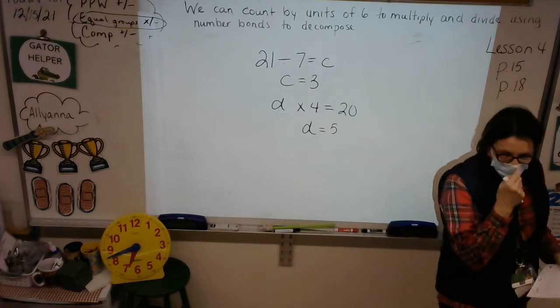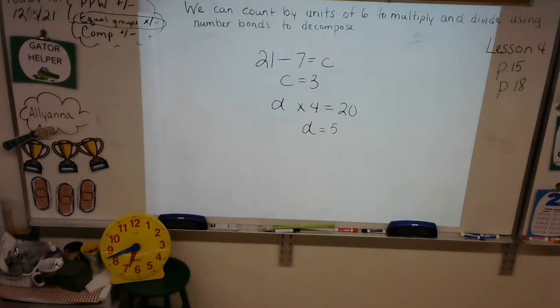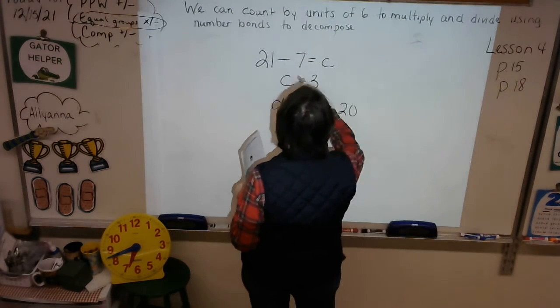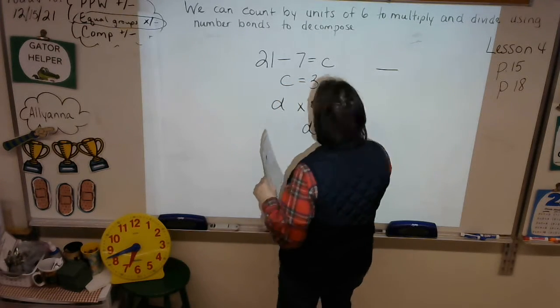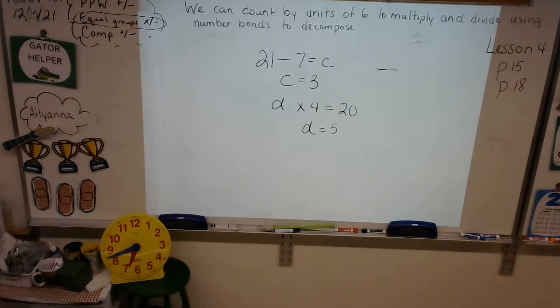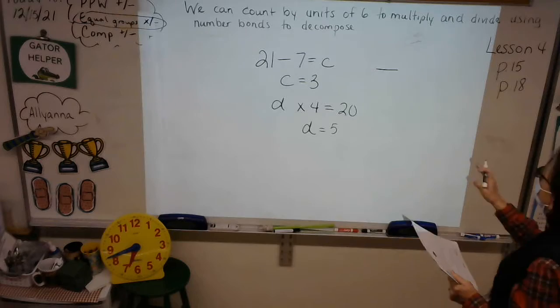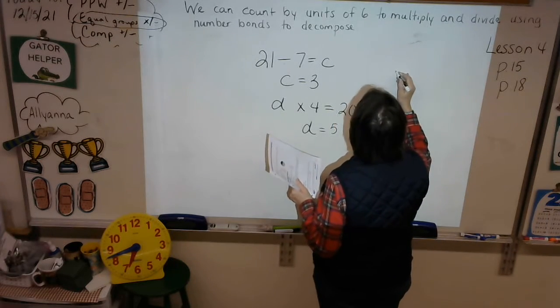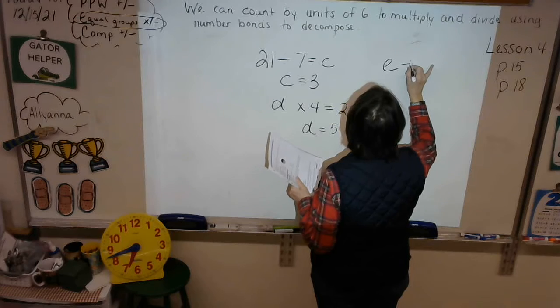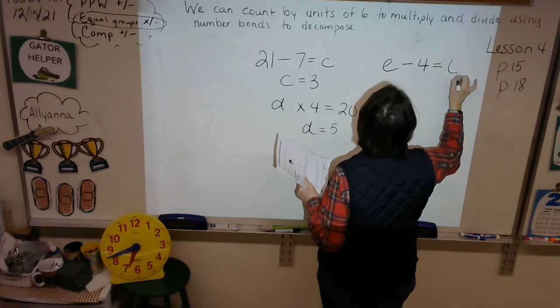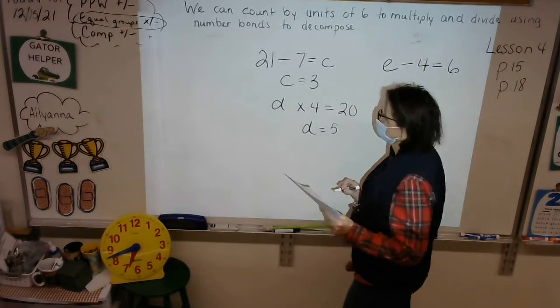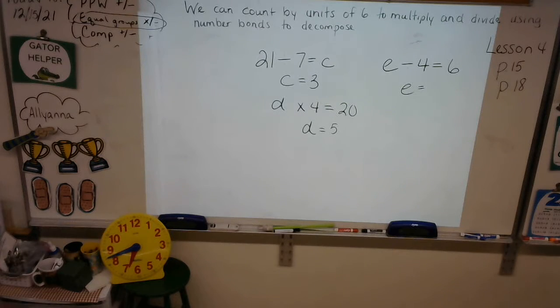Okay? Here's one that is a little bit tricky. So we had a division, we had a multiplication. Let's do another division. Sorry, gotta look at this example here. We're going to have E divided by 4 equals 6. Like this.